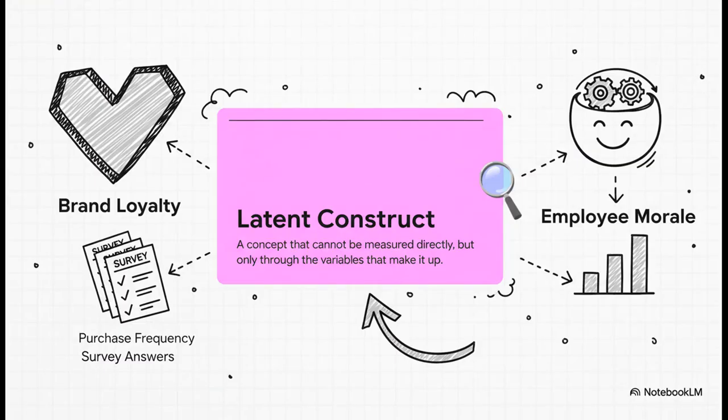And this process helps us uncover something called a latent construct. It's a really powerful idea. It's a concept you can't see or measure directly, like brand loyalty or employee morale, right? You can't put a ruler next to those things, but you can see their effects in the things you can measure, like how often someone buys a product or what they say in a survey.